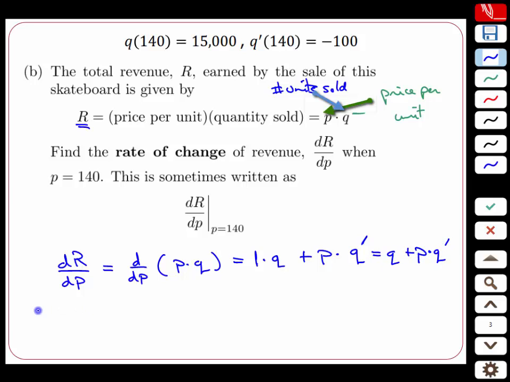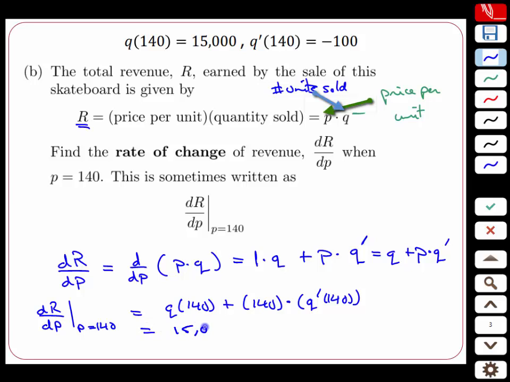With that, we can evaluate it at the price point of 140, for which we have all the information. We know that we're looking for Q and the price is 140 plus the $140 per unit times Q prime at 140. So what's the rate of change of our sales or our quantity at price 140? And we fill in the blanks. This is 15,000. We're currently selling 15,000, and we then add 140 times this derivative, and that was how much we lose in sales.